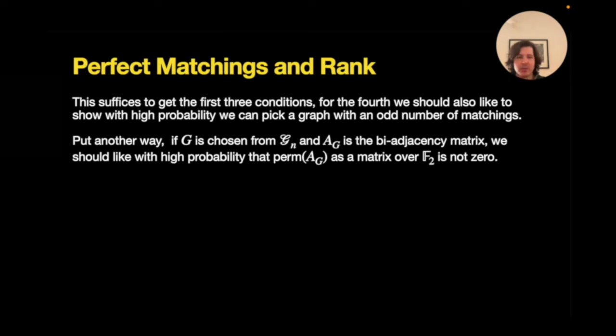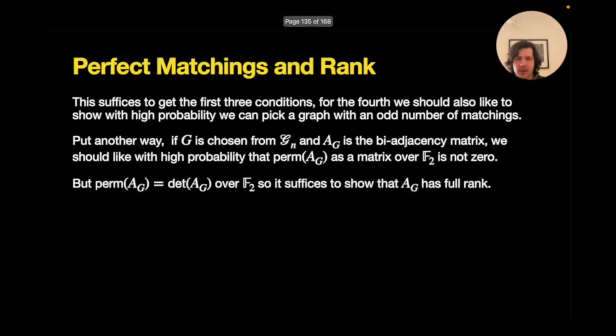Now, why am I suddenly talking about the permanent? Well, recall that the permanent of the biadjacency matrix of a graph is equal to the number of perfect matchings in that graph. So to get this oddness condition, we just need to check that the permanent as a matrix over F2 is not 0. But we're talking over F2, and the permanent and the determinant coincide over F2. So it suffices to show that AG, the biadjacency matrix, indeed has non-zero determinant, which is to say it has full rank.